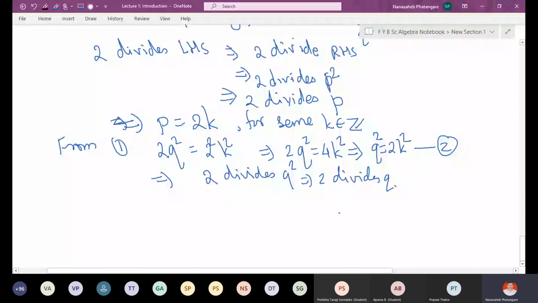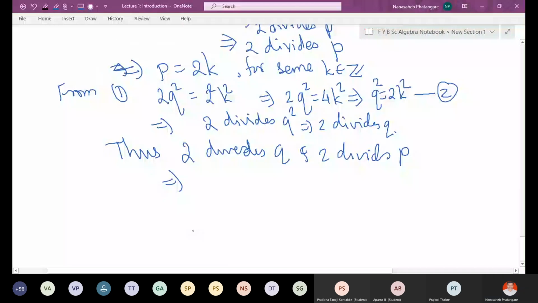So ultimately what we get is that 2 divides q and 2 divides p. And therefore what will be the GCD of p and q? Definitely 2 is a common factor of p and q. Therefore the greatest common divisor of p and q is at least 2, because at least 2 is a common factor.